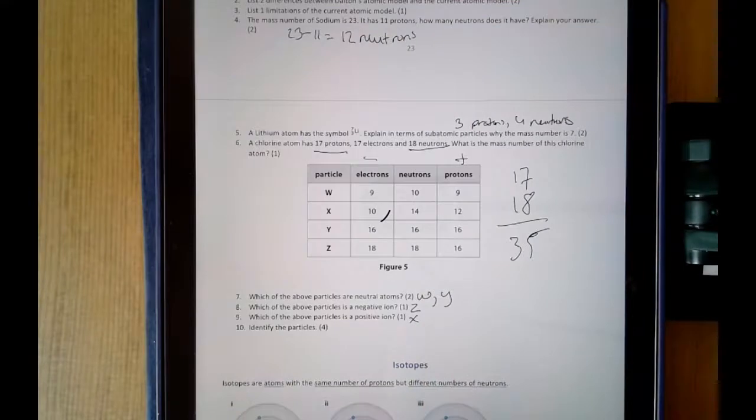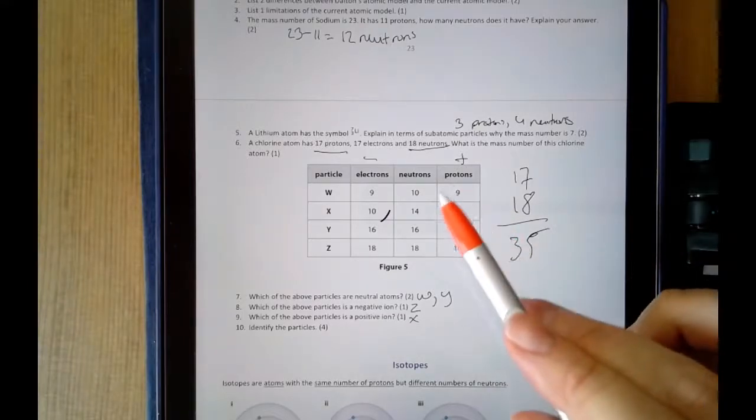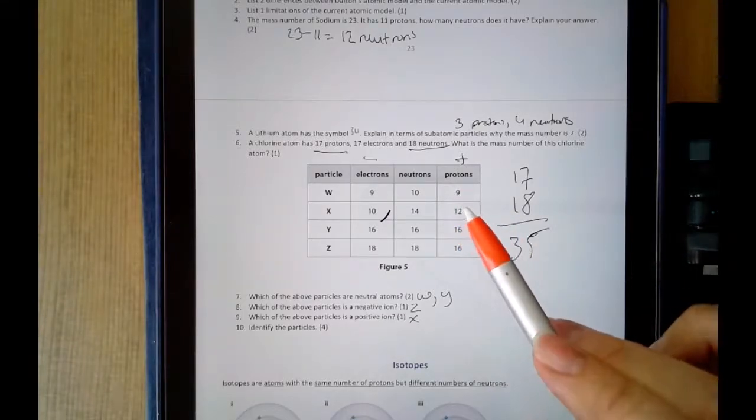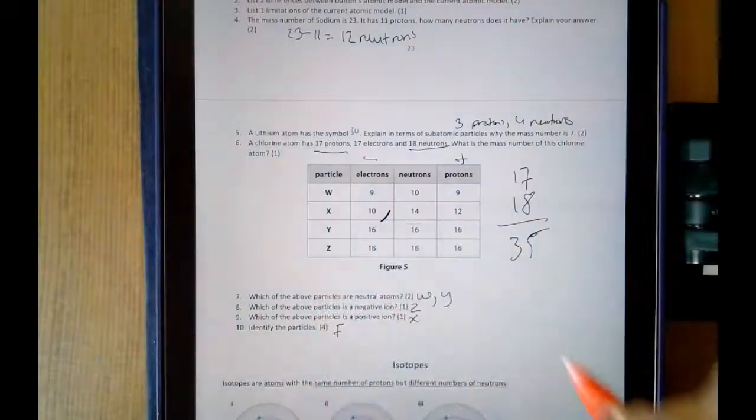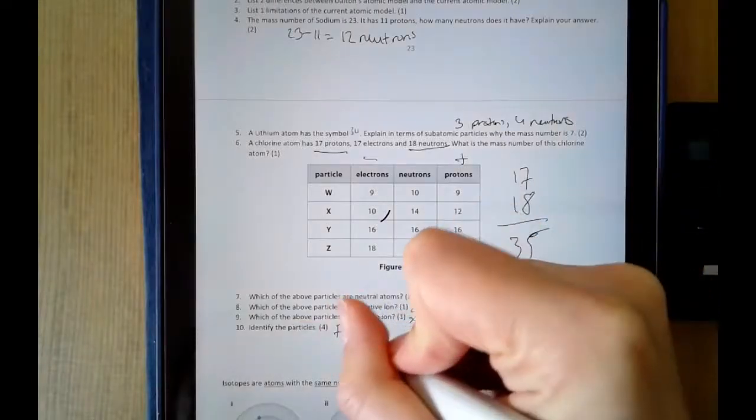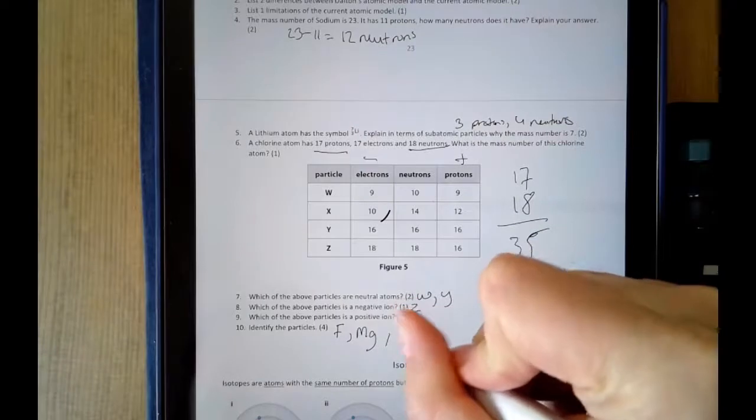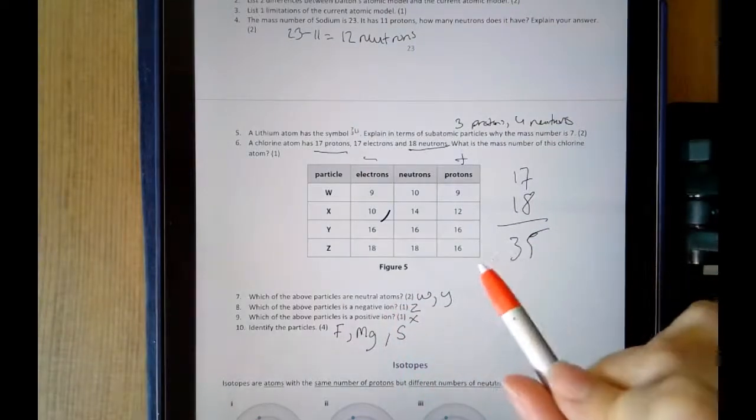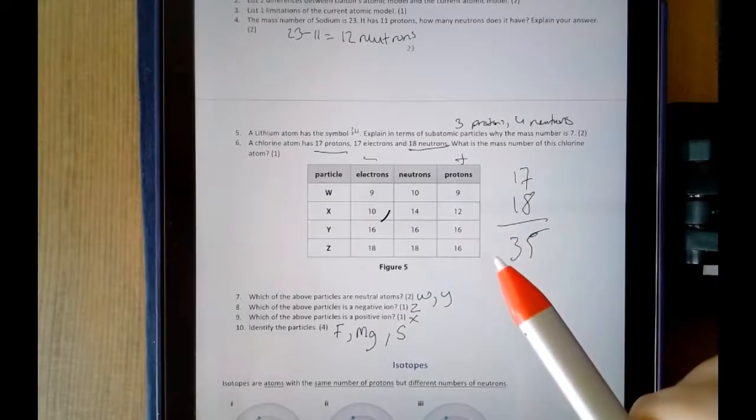To identify the particles, I'm going to look at the number of protons. So I'll go to my periodic table and I will see which element has the number 9 as the small number. And fluorine has number 9 as the small number, so W will be fluorine. Magnesium has number 12 as its small number. Sulfur has 16 as its small number, and then Z also has 16 protons, and that tells you that Y and Z are the same element.